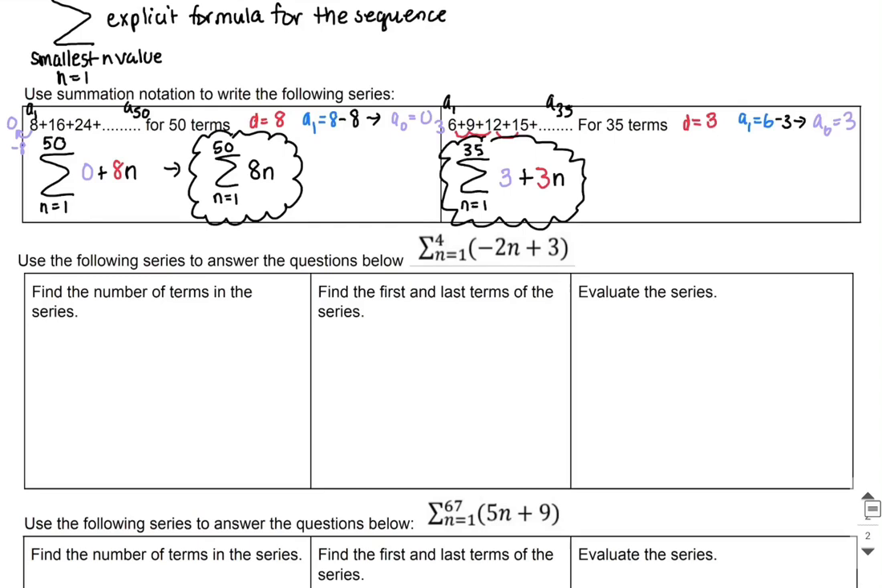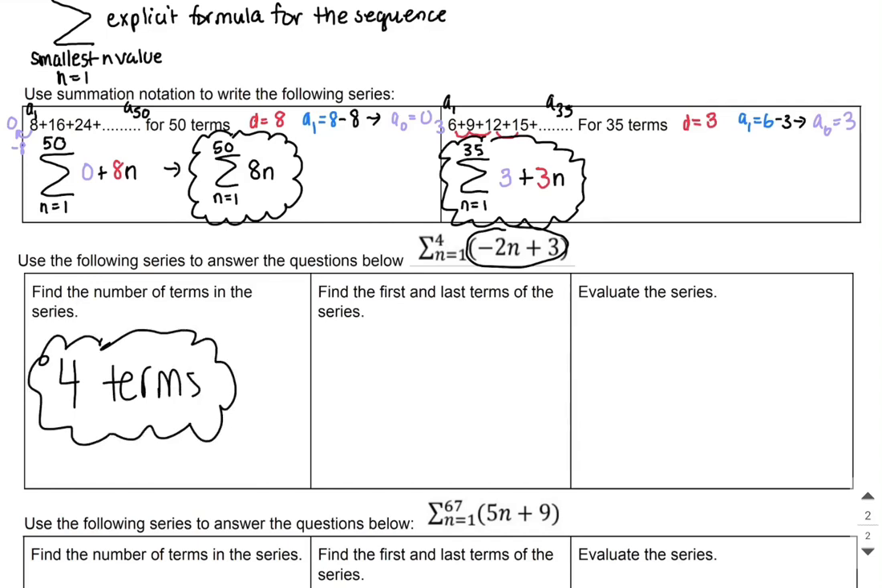I want the sum from the first term to the fourth term. Here's the explicit formula so I can find what each term is that I want to add together. First thing I'm going to start with when I'm doing a series, I need to know the number of terms that I have. I'm going from 1 to 4. From the first term to the fourth term, I'm adding a total of 4 terms together.